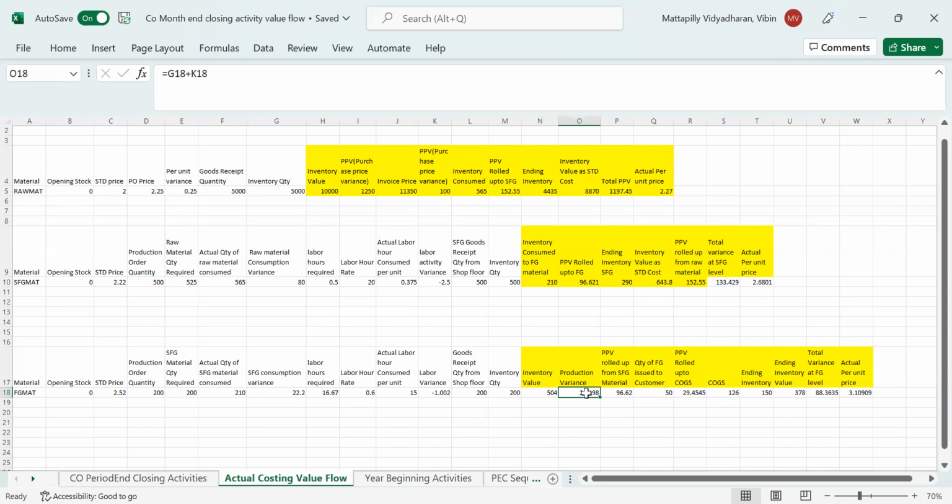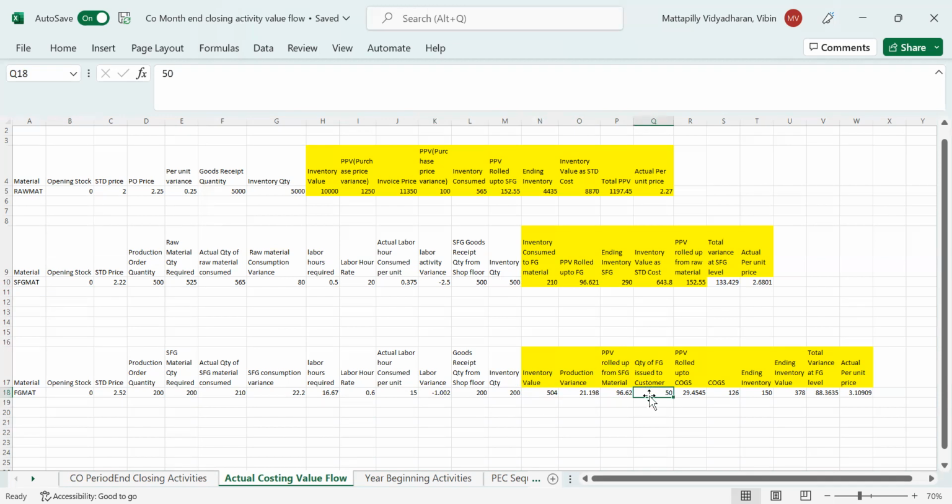Production variance. How has production variance been calculated? G18, this SFG variance, plus K18, this is labor variance. That is the total production variance. PPV rolled up from SFG. So here we saw the 96.62 calculated here. That is the same SFG variance which has come to the FG level.